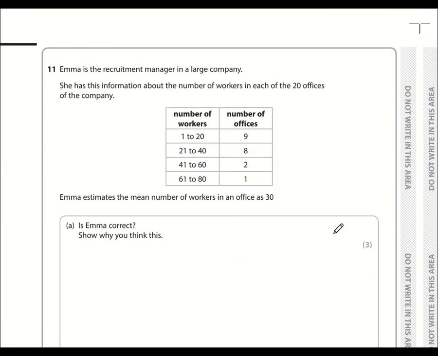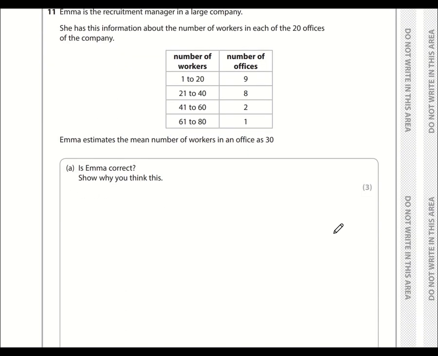Emma's the recruitment manager in a large company. She has this information about the number of workers in each of the 20 offices. She estimates the mean number of workers in an office as 30. So is she right? So we need to work out an estimate of the mean. What we need to do first of all is work out the midpoint.